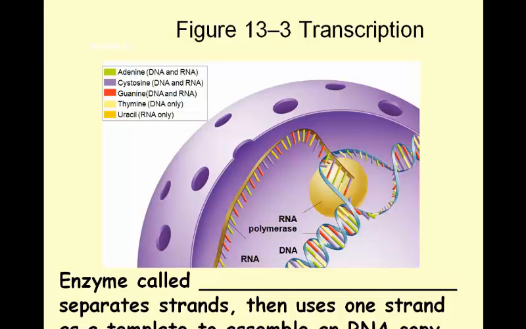In transcription, the enzyme called RNA polymerase is what's going to separate the strands of DNA and then use one strand as a template to assemble the RNA. So similar to DNA replication, we had DNA polymerase. Well, because we're making RNA, you have RNA polymerase that separates the DNA strand, so that's seen right here, and adds the complements. So this is our RNA strand. So just remember that RNA polymerase is what makes RNA, DNA polymerase is what makes DNA.